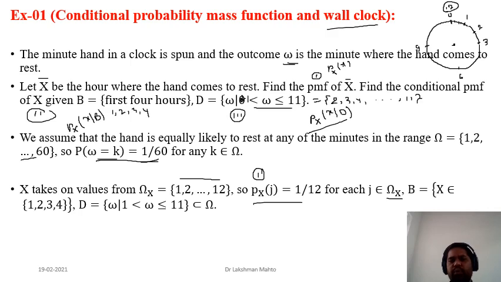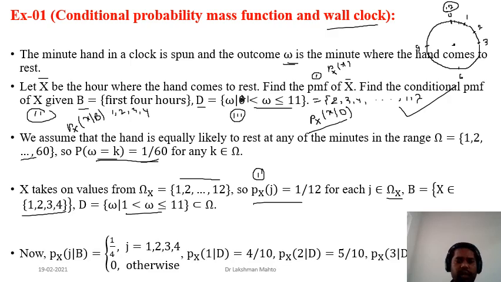Now for the next question, in order to find it we need to know what B is, and what D is. B is talking about the hand stopping in the first 4 hours. Those are 1 o'clock, 2 o'clock, 3 o'clock, and 4 o'clock. So this is our B event. And D is talking about the minute which takes a value between 1 to 11. So B and D I have already described.